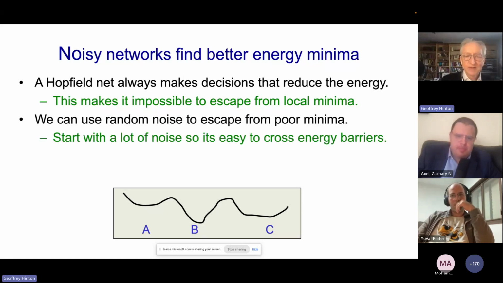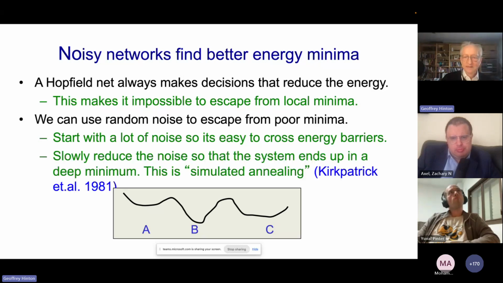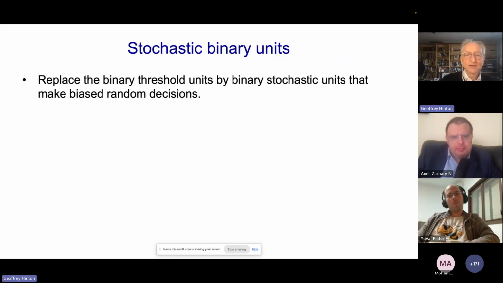Now, there's a technique called simulated annealing that says start with a lot of noise and gradually reduce the amount of noise, because with a lot of noise, it's easy to cross barriers. And with a little noise, you're very unlikely to go from B to A. And the best trade-off is to start with a lot of noise and gradually reduce it. That's called simulated annealing. And it was invented by Kirkpatrick and others at about the same time as Hopfield nets were invented. Terry and I got very interested in using stochastic binary units in Hopfield nets and using simulated annealing.